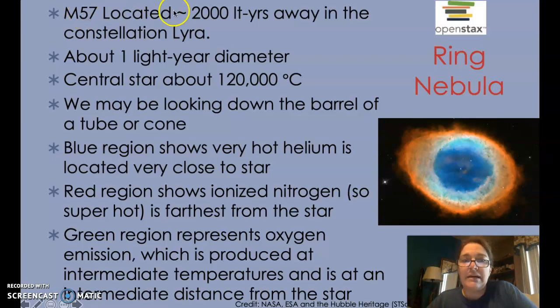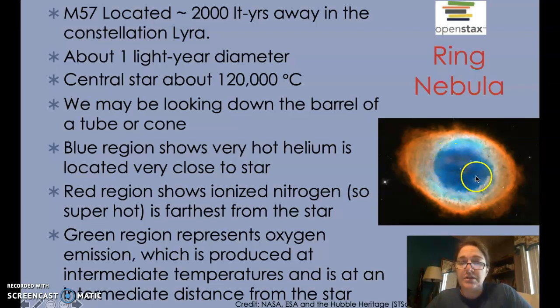M57, located 2,000 light years away in the constellation Lyra. It is approximately 1 light year in diameter. The central star, which is this one, is about 120,000 Celsius, which also means 120,000 Kelvin. And we are more than likely looking down the barrel of the explosion rather than at the entire explosion.